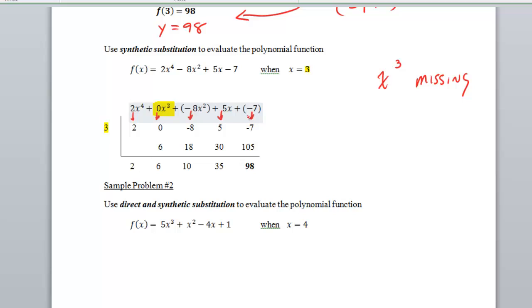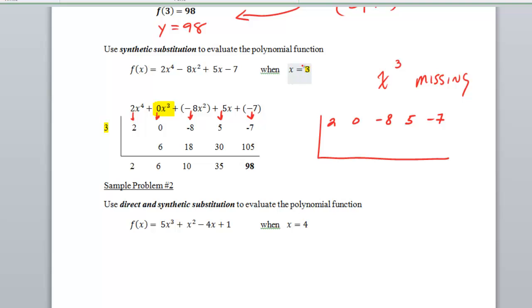Now, let me point out to you that these numbers would not be there. And so I'll work this same exact problem from scratch. And so we have 2, we have 0, we have -8, we have 5, and -7. And so this is what you'd be starting off with. And so we're just going to create a little box here to run our synthetic substitution.